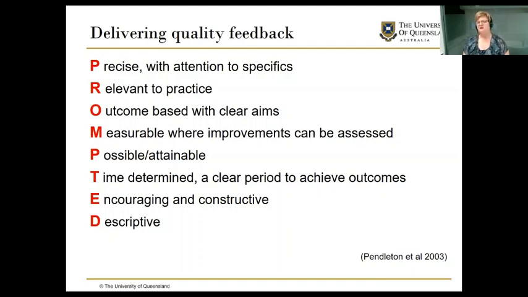So this is kind of bringing together a lot of things I've already said. M is for measurable, where improvements can be assessed. I haven't talked about outcome measures or measuring the success of the change in performance resulting from the feedback, but that's certainly important in overall attainment of learning outcomes. A is for possible and attainable. So again, don't focus on the things that are not achievable. T is for time determined. Again, that relates to SMART goals and this type of feedback that you would give, with a time component and a time boundary.